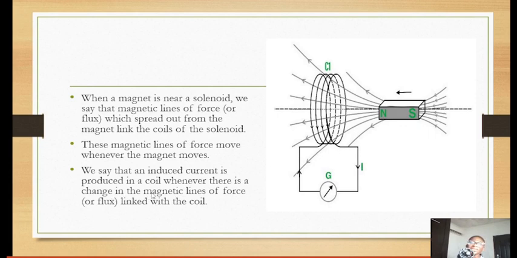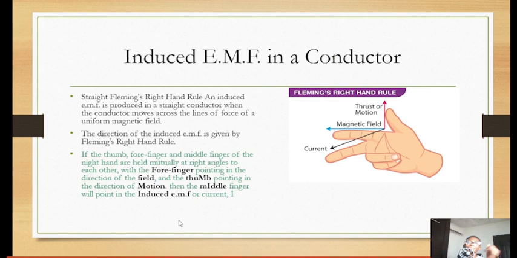That's when you say induced current is produced. Induced EMF in a conductor, the Fleming's right hand rule. You can see this, your thumb is in the direction of motion. The middle finger is in the direction of current, and the forefinger is in the direction of the magnetic field.